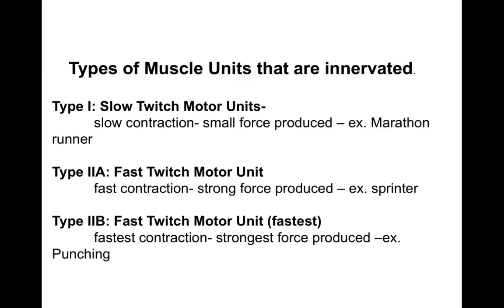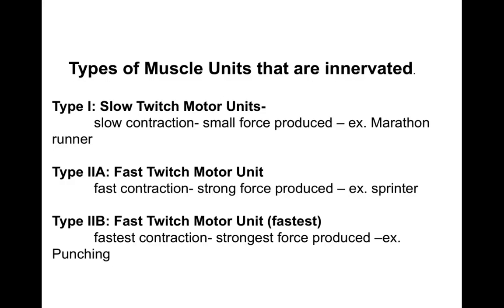There are three types of motor units that can be innervated. Slow twitch motor units have a slow contraction and a small amount of force. This would be comparable to, say, a marathon runner. This is when your body sort of goes into automatic mode. A fast twitch motor unit is a fast contraction producing a lot of strong force. Type 2A might be like a sprinter. And type 2B would be the fastest twitch motor unit. This would be the strongest force.